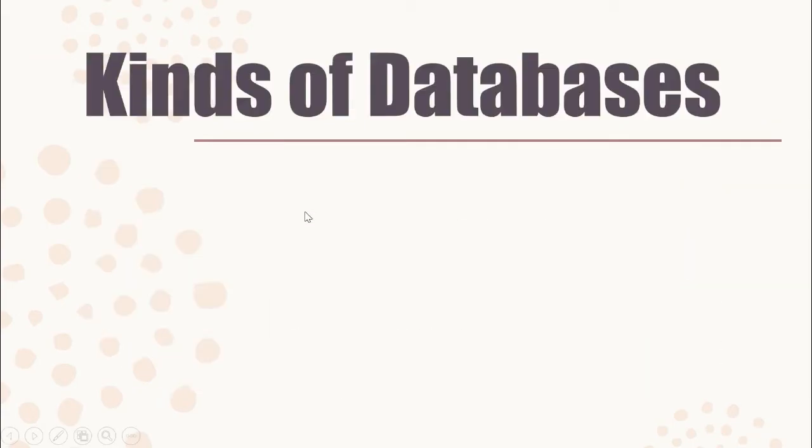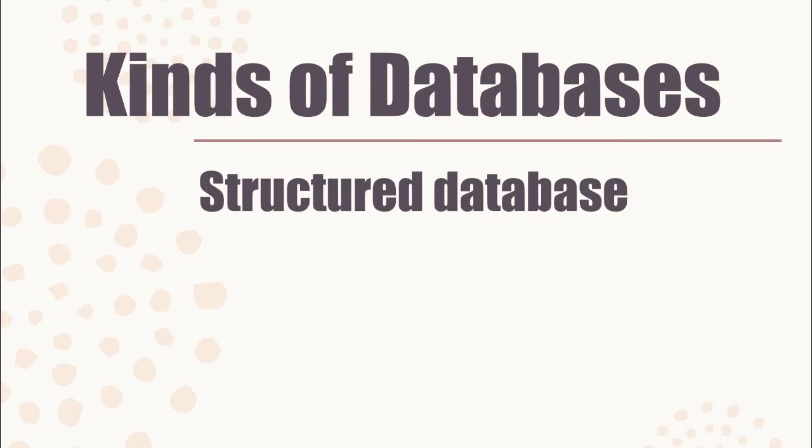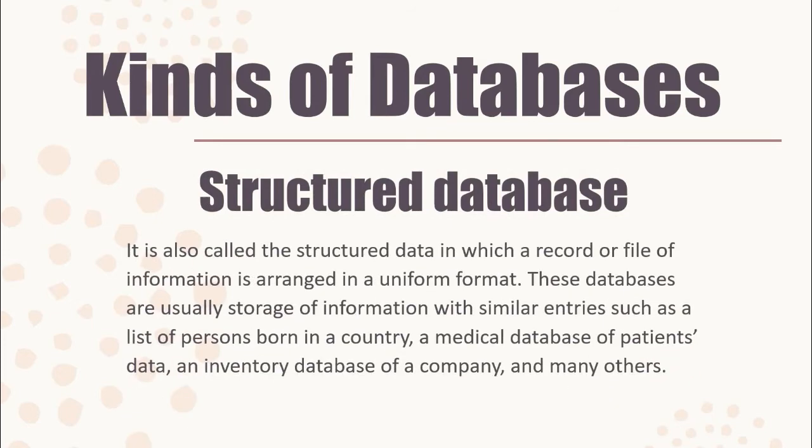Next is, let us tackle the kinds of databases. Okay, structured database. It is also called a structured database in which a record or file of information is arranged in a uniform format. These databases are usually storage of information with similar entries, such as a list of persons born in our country, a medical database of patients' data, an inventory database of a company, and many others.